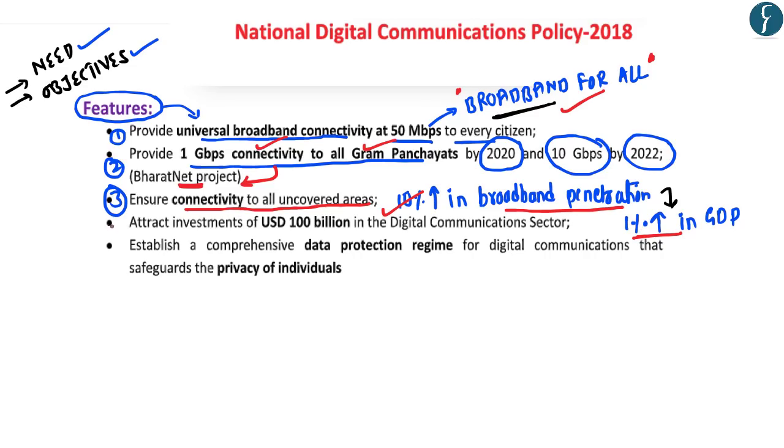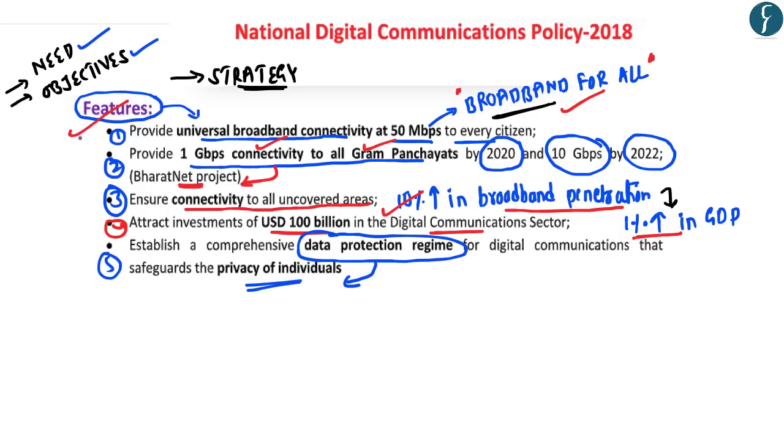And accordingly, this particular policy seeks to attract investment of almost $100 billion in the digital communication sector. And lastly, it seeks to establish a comprehensive data protection regime in order to ensure the privacy of the individuals in India is safeguarded. Now, having understood the features of this particular policy, let us now try to understand as to what strategy the government intends to follow in order to fulfill the objectives.